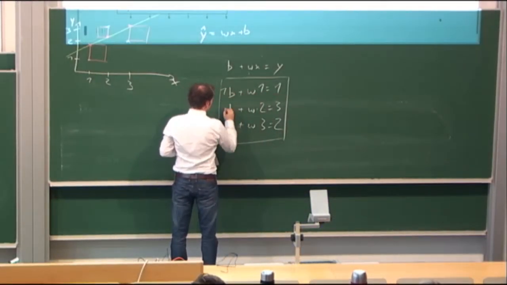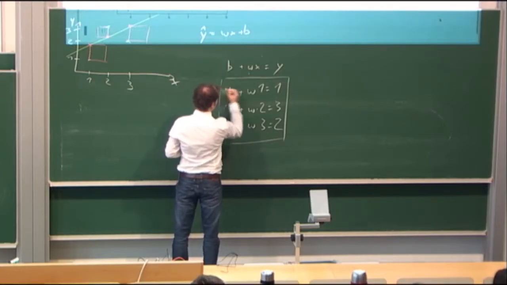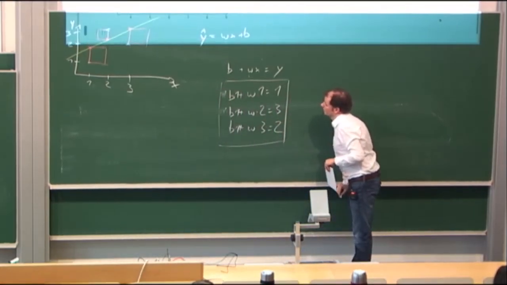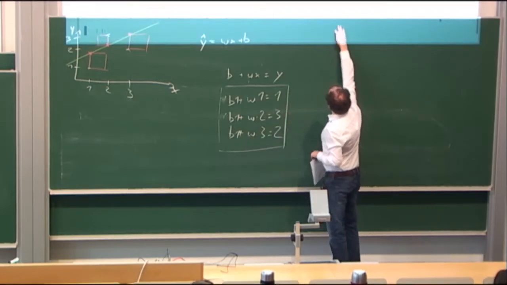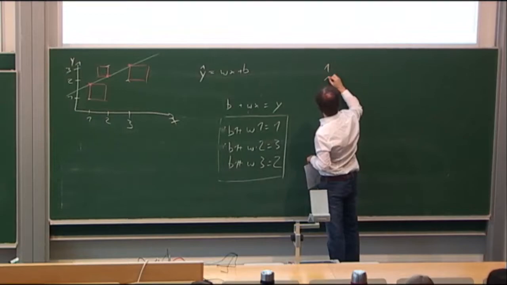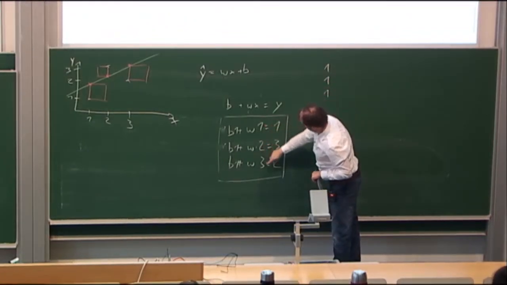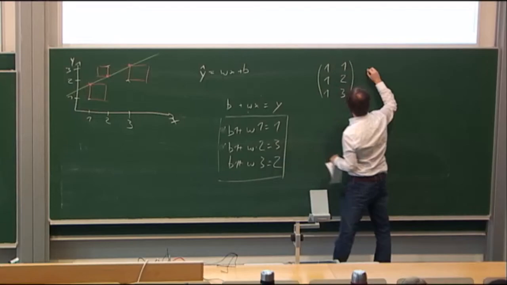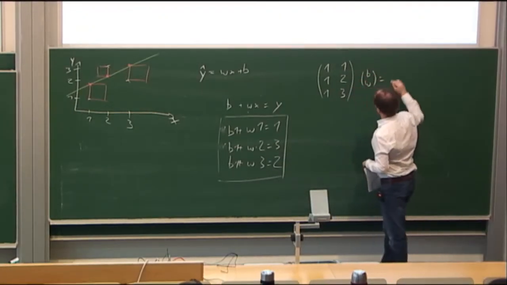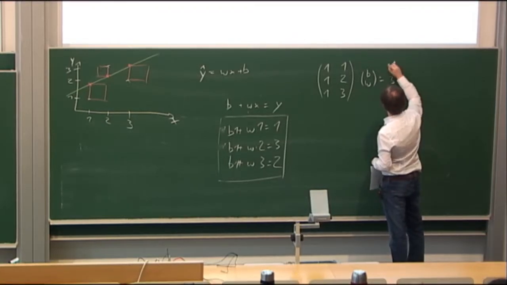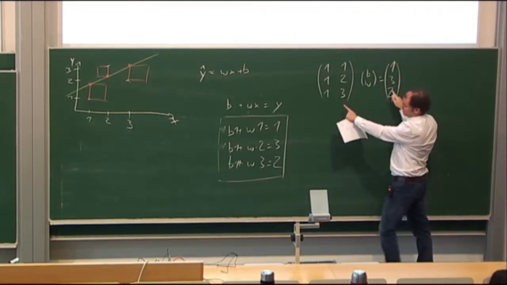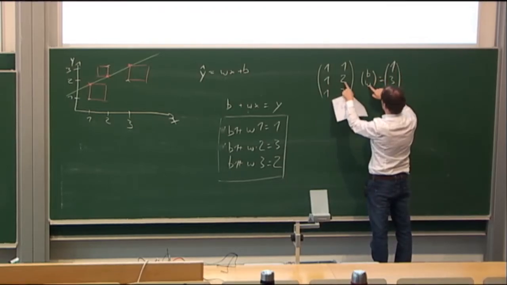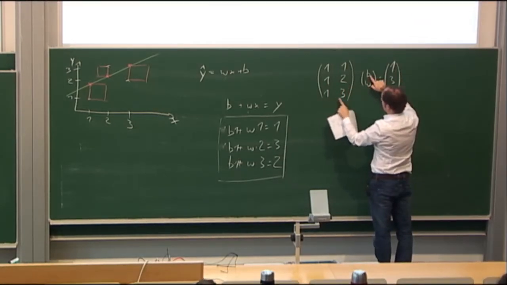So we see that there's a 1 in front of b here. And now if we write that in matrix form, then we have 1 column of 1s and 1 column of 1, 2, and 3, times (b, w), equals (1, 3, 2). So this is the same system of equations as this, right? So 1 times b plus 1 times w is 1, 1 times b plus 2 times w is 3, and 1 times b plus 3 times w is 2.